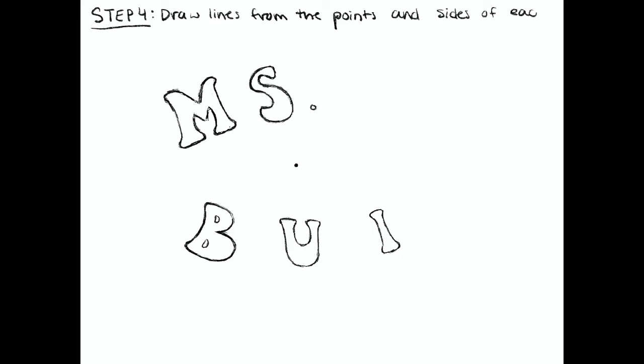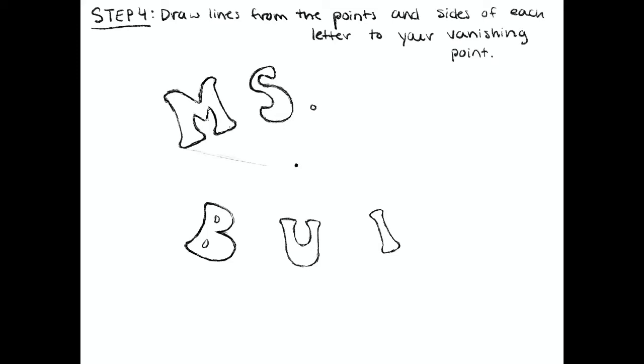Again, this dot is called a vanishing point, and we need it to do any type of linear perspective, whether it's one perspective or 2 or even 3. So step 4, with a ruler, if you have one, or a straight edge, or you can just slowly sketch it, you're going to draw lines from the points of each letter. So the points of the letter, the sides of the letter, and have it connect to your vanishing point.